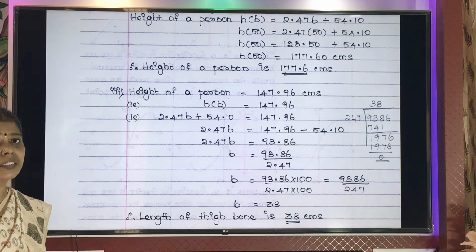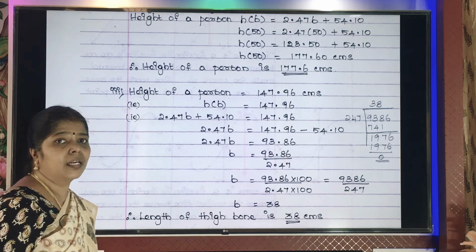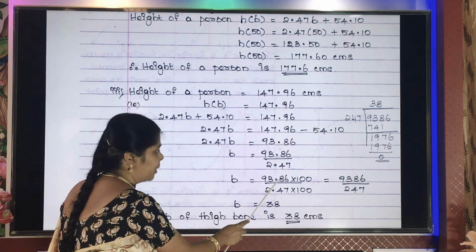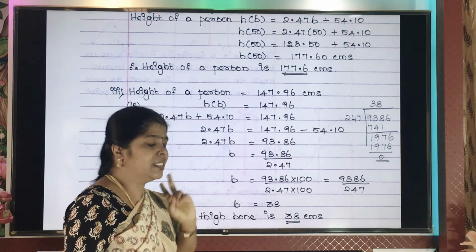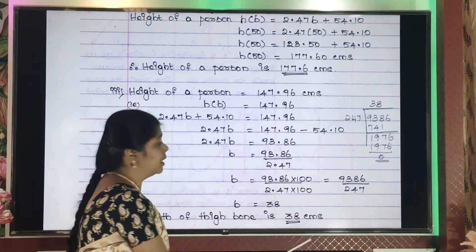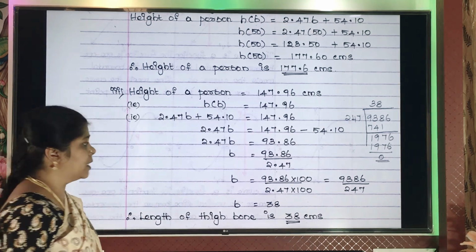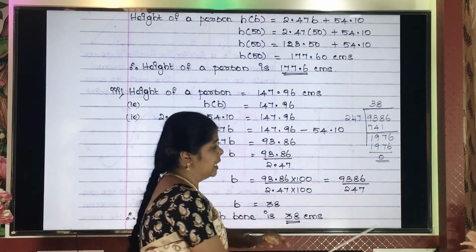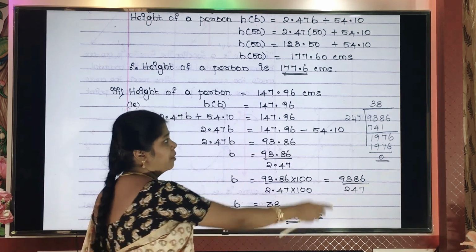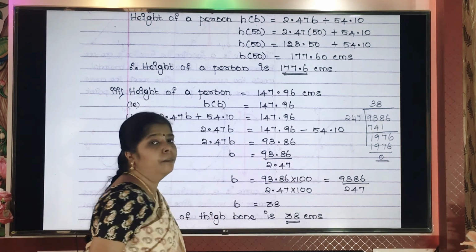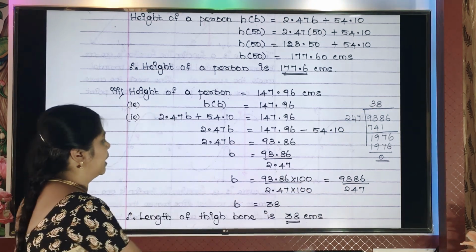It is 93.86 divided by 2.47. Now both are decimal numbers. Let me remove the decimal numbers so that it will be easy. How many digits do we have after the decimal point? Yes, 2 digits. So let me multiply by 100 both the numerator and the denominator, so that now I will come out of the decimal. 9386 divided by 247. For your convenience, I have done the division here. You can have a look. When it is divided by 247, the answer is 38.